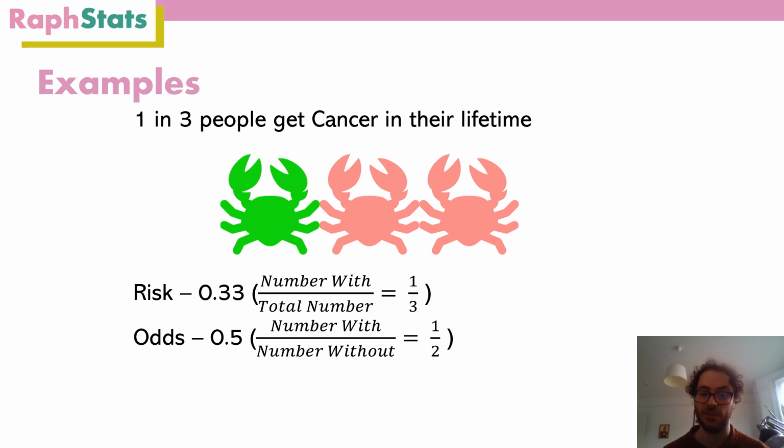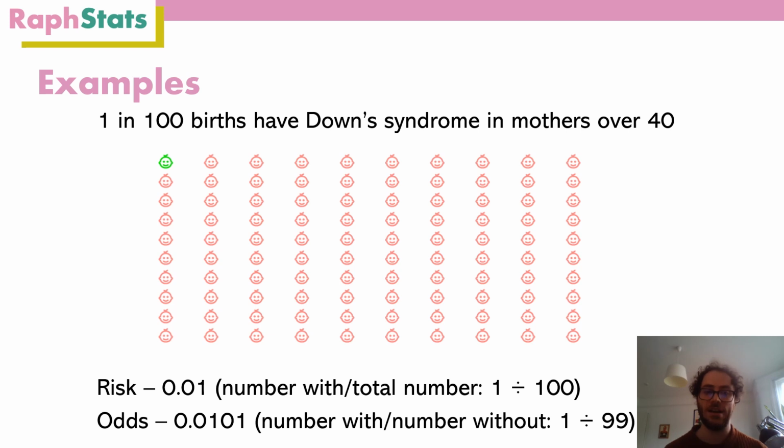And I've got another worked example here, where 1 in 3 people get cancer in their lifetime. The risk is 0.33 or a third because it's 1 person over the total number of people, 3, whereas the odds is actually 0.5. So it's the number with, 1, compared to the number without, 2. In contrast, if 1 in 100 births have Down syndrome in mothers over 40, then the risk is 0.01. 1 person has it over 100 people, and the odds are 0.0101. The number with, 1, over the number without, 99.